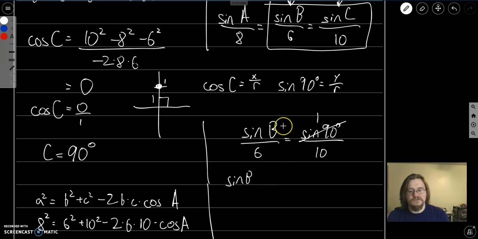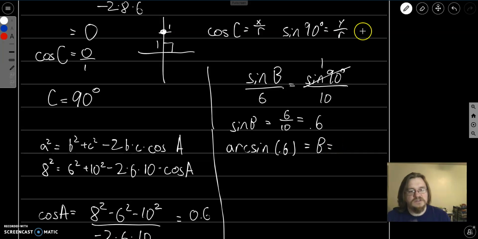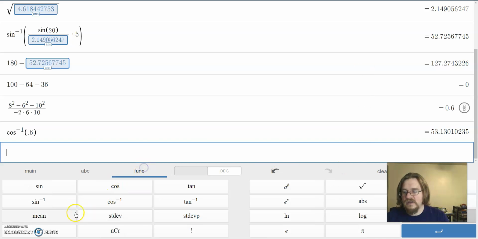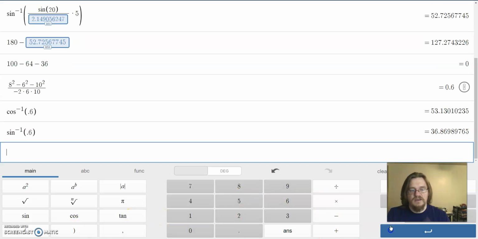Or if I solve for the sine of B and multiply both sides by 6, I get the sine of B is 6/10, or 0.6. Okay, that's quite nice. And then the arc sine of 0.6 is going to be our angle B, which, if I plug this into my calculator, I've got the arc sine of 0.6. That's going to be equal to 36.87, if I round that.